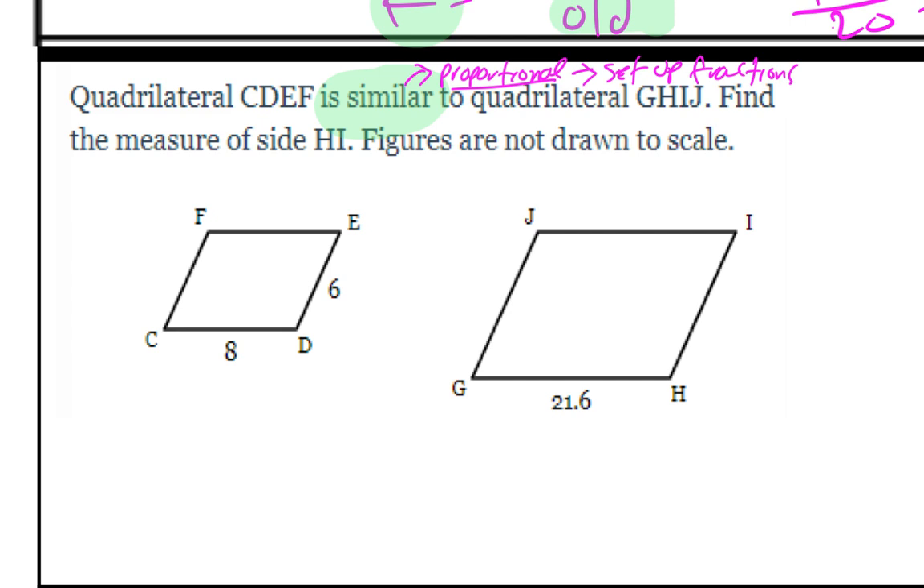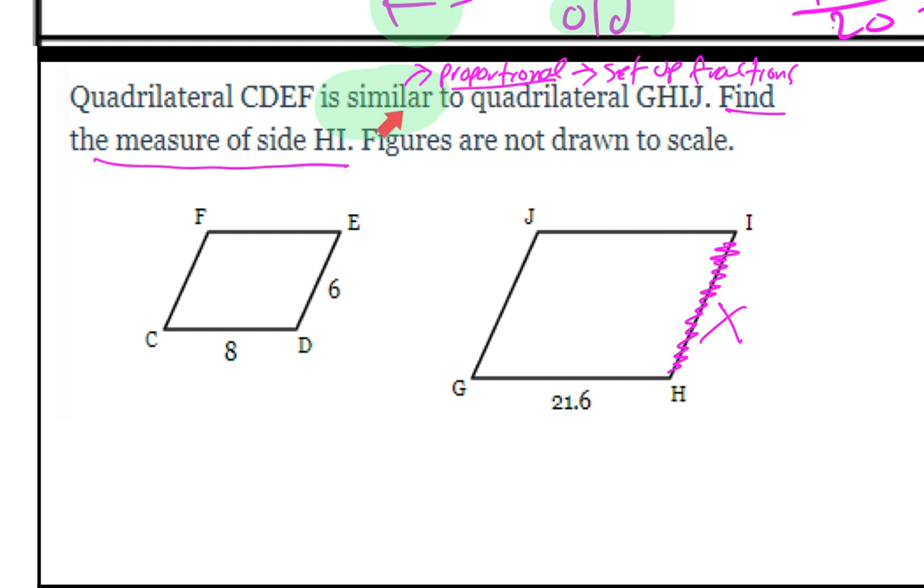Right? So it says find the measure of HI. Okay, so HI is this right here. So let's just scribble that, HI. Right, that's what we're trying to find. We're trying to find the side, so it's important what we're looking for. And let's just put an X there for something we don't know, right? Okay, so it says it's not drawn to scale, but it's similar. What not drawn to scale means is don't trust the picture to be drawn perfectly, right?